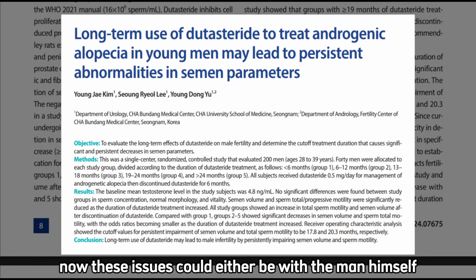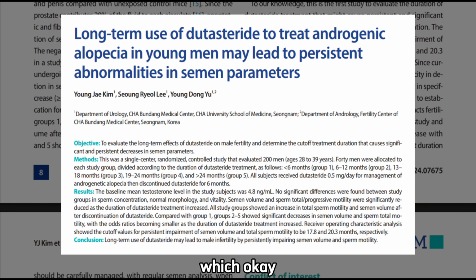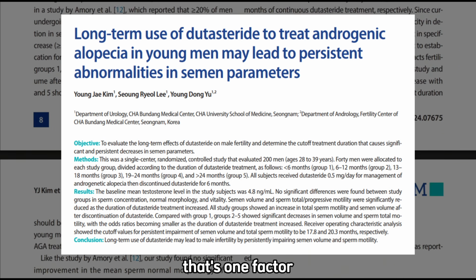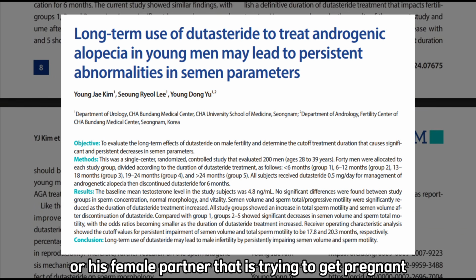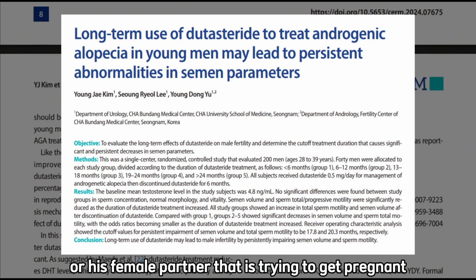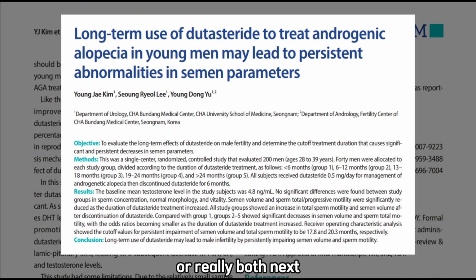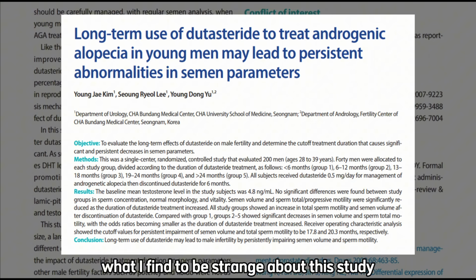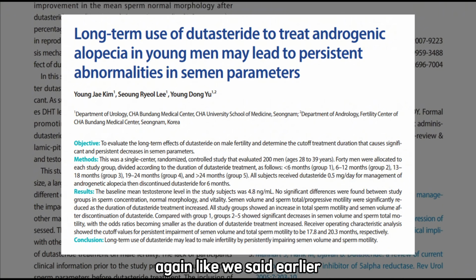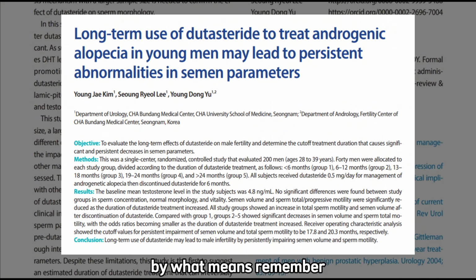Now, these issues could either be with the man himself, which, okay, yeah, that's one factor, or his female partner that is trying to get pregnant, or really both. Next, what I find to be strange about this study is the claim that it is controlled, again, like we said earlier, by what means?